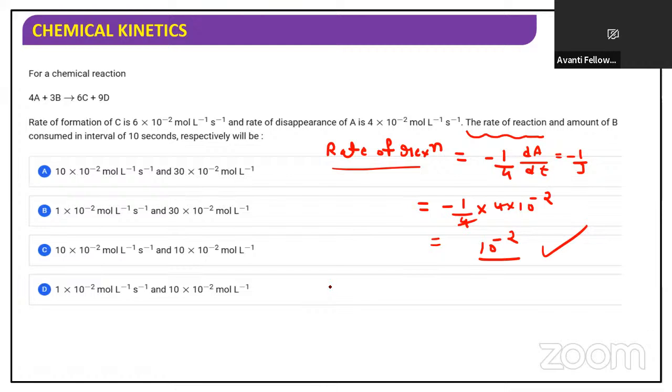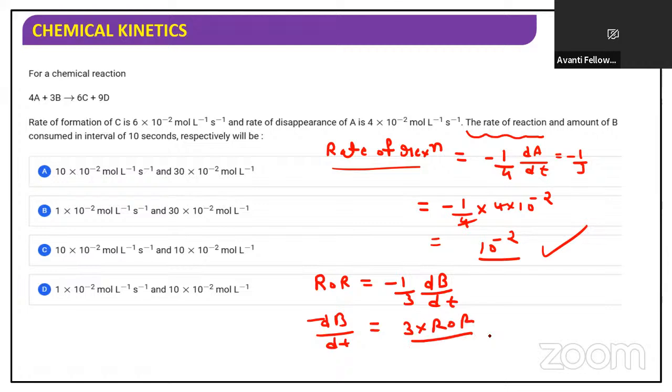So we know, if we write the rate of reaction in terms of B, how will you write it? Minus 1 by 3, and this is dB by dt. So they are asking to calculate the amount of B consumed in 10 seconds, right? So how will you write this? You can write dB by dt, okay? This dB by dt comes out to be 3 into rate of reaction, right?